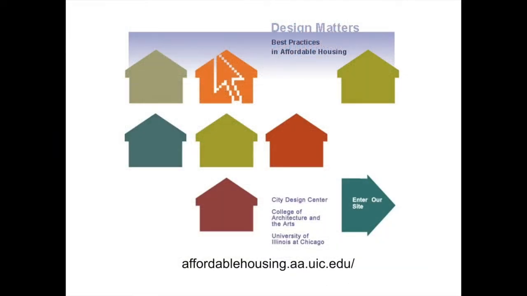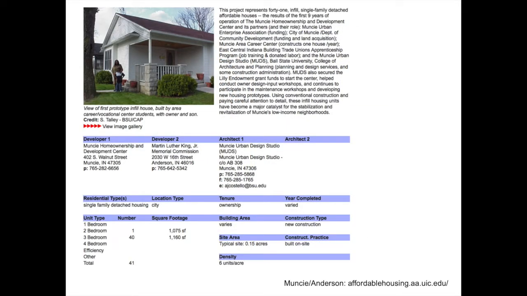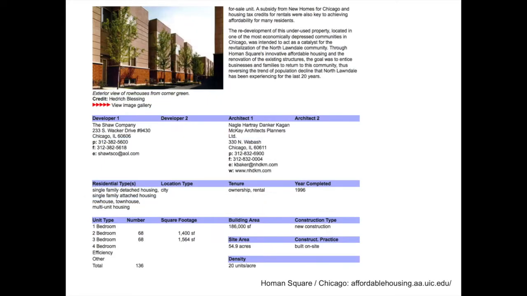Other ways to visualize density, we have an affordable housing database that is old and out of date, but it's helpful for us to visualize what this means. So this is Muncie and Anderson. This was the Muncie Urban Design Studio Affordable Housing Initiative through the 80s and 90s, led by Professor Costello. These single-family detached homes, typically 2 to 3 bedroom, 1.5 bath, reach 6 density units per acre. So 6 houses on a football field.